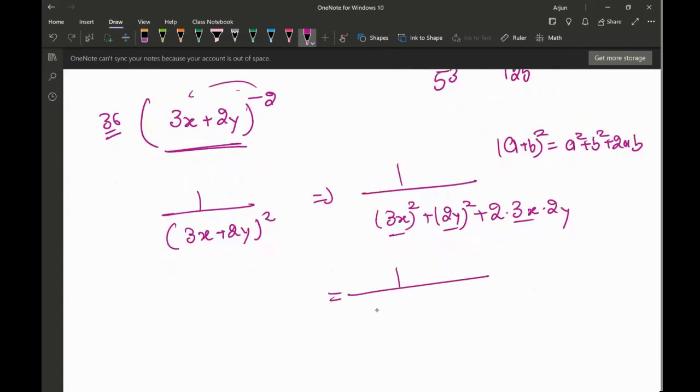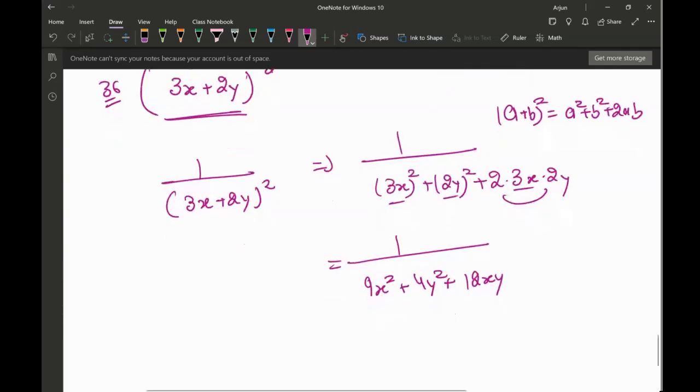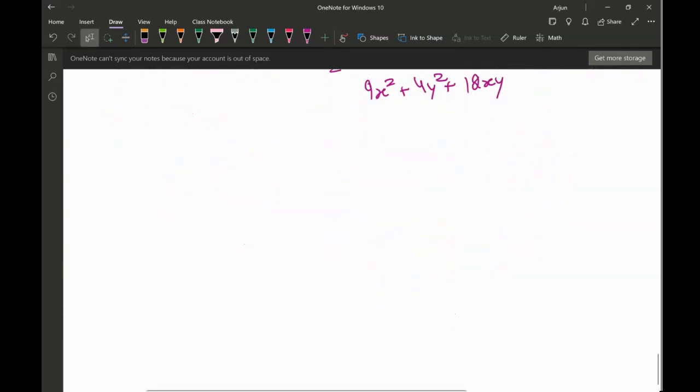So this will be 1 over, this will be 9x square plus 4y square plus 2 times 2 is 4, times 3 is 12, 12xy. That will be my final answer to the question. All right.